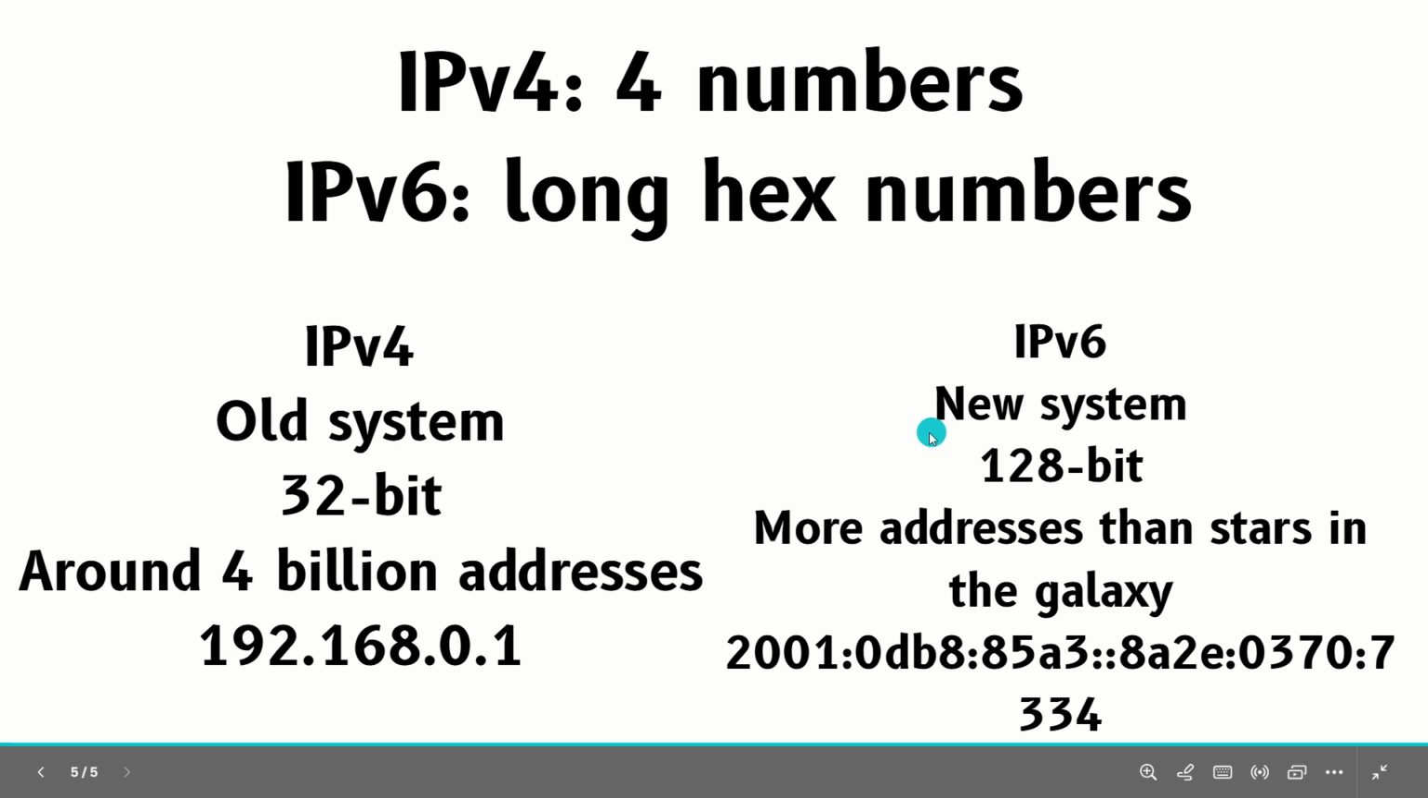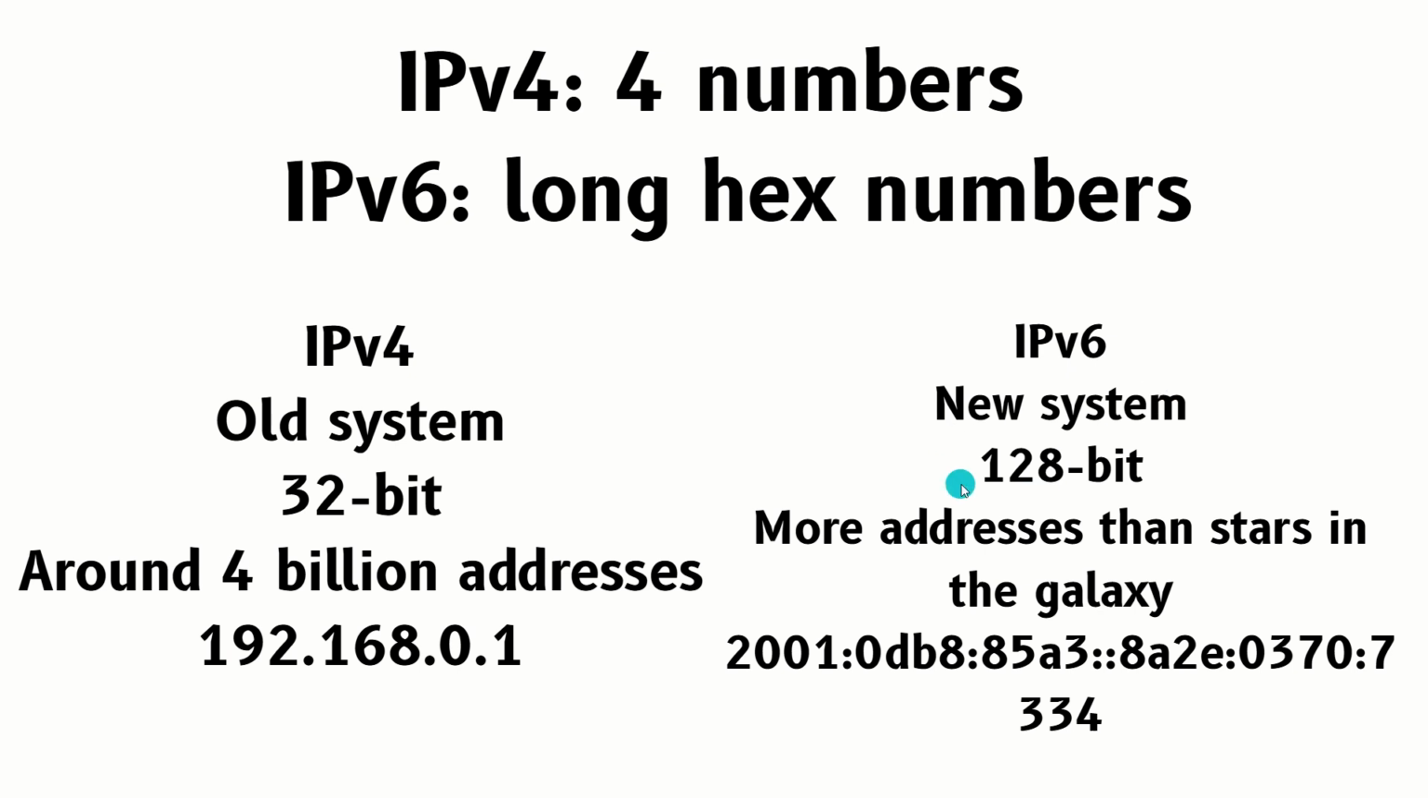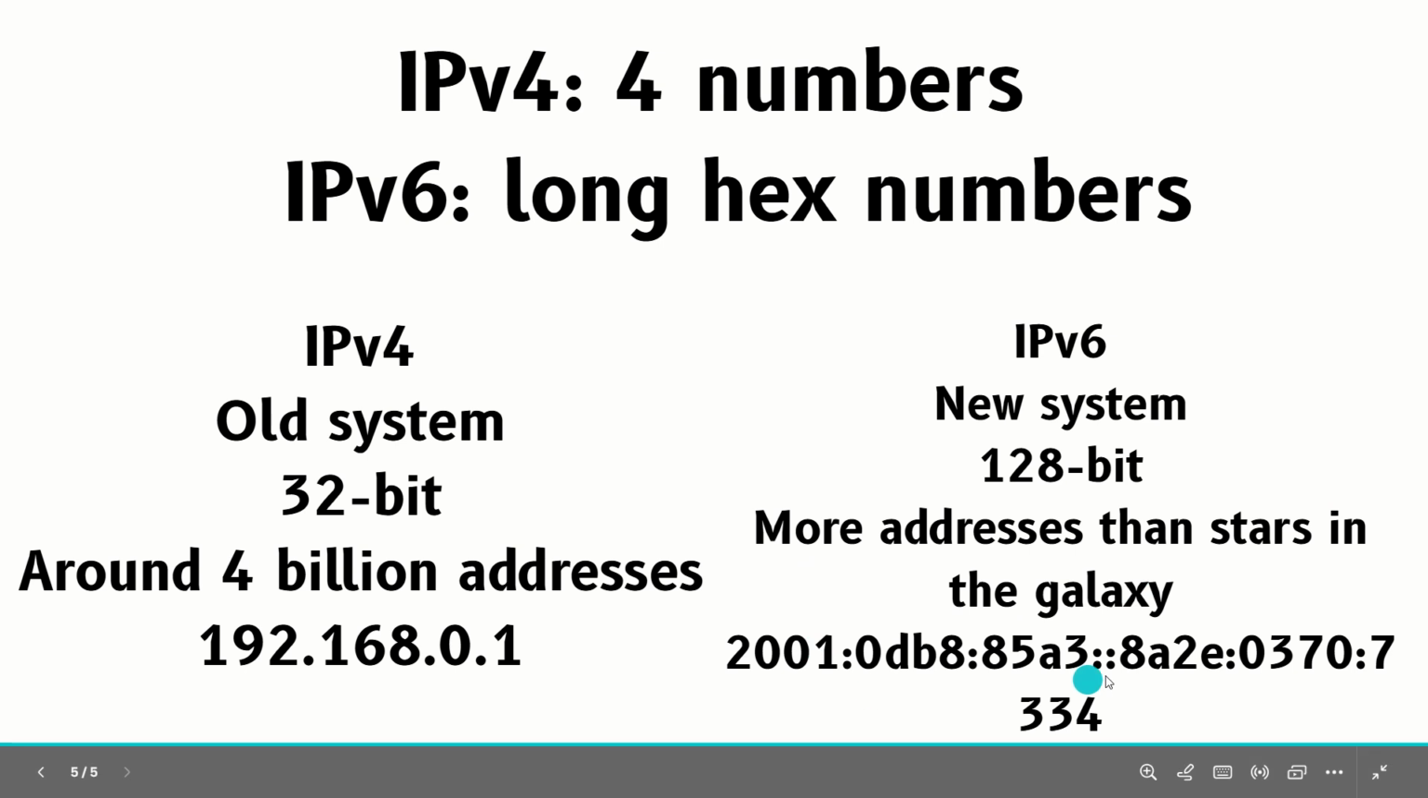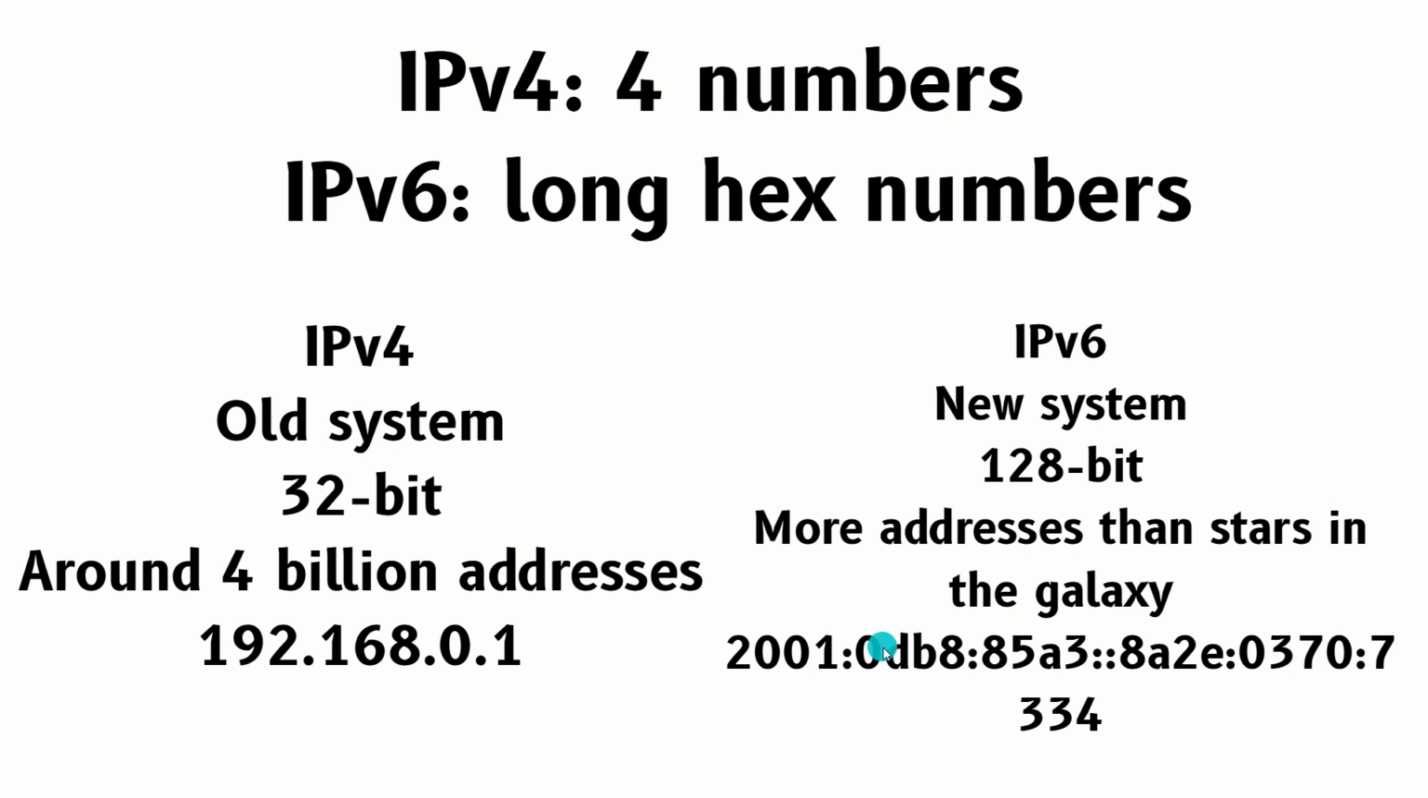And IPv6 is a new system, right? It's 128-bit, which means we have a lot of addresses. It's 2 raised to the power 128, so we can say more addresses than stars in a galaxy. This is how it looks, alphanumeric stuff. Or in a simple analogy, IPv4 is a small parking lot, and IPv6 is a parking lot the size of an entire planet. That's how we can compare these two.